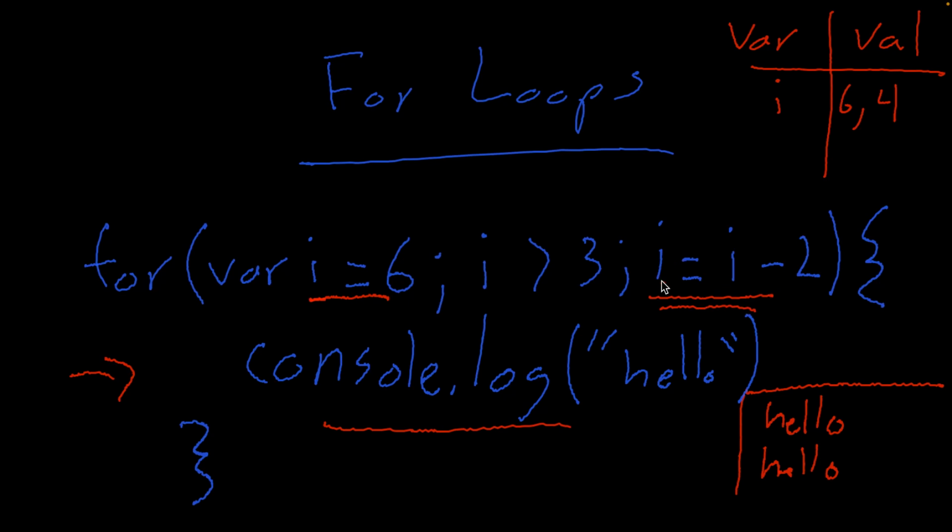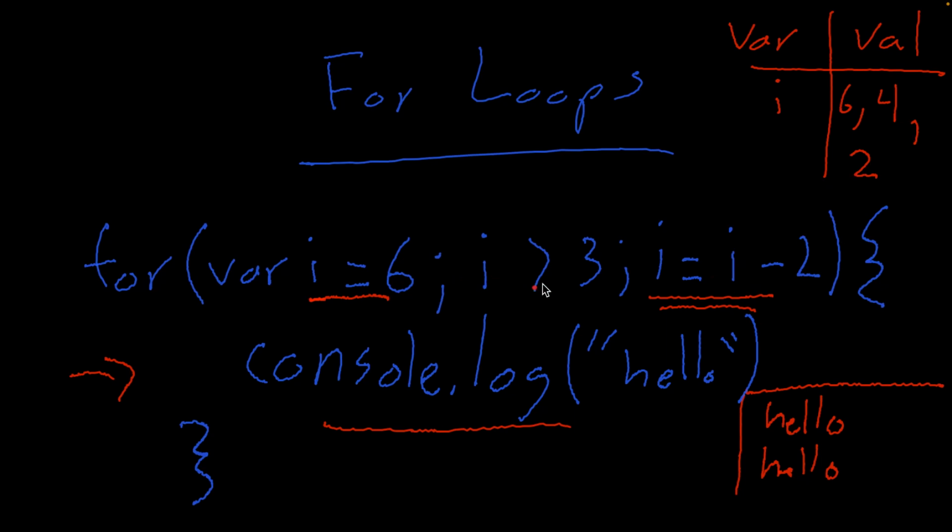All right, so then we go i equals i minus 2. We already did that. We got 4. We checked here, is 4 greater than 3? Yes. So then we console log hello. We did that. And so now we do this step again, which is 2. So then we decrease it to 2. Is 2 greater than 3? No. Okay, so then we finished.